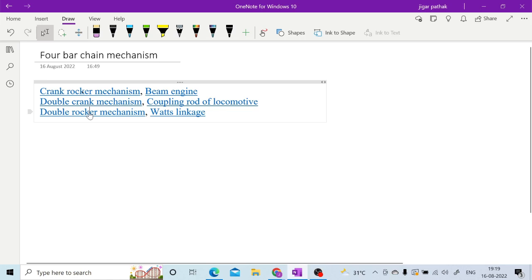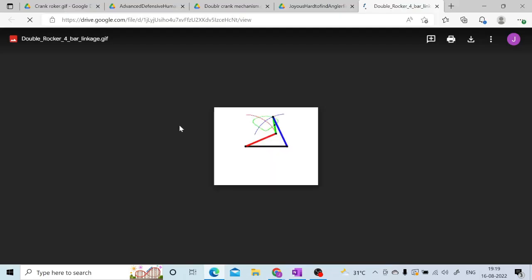And the last one is the double rocker mechanism. The double rocker mechanism is going to be achieved when the opposite link of the crank is fixed. Here the crank is this one, the smallest link. So it is achieved when the opposite link of the smallest link is fixed, right? This green one is the smallest link, and the link opposite to it is fixed in order to get this double rocker mechanism.